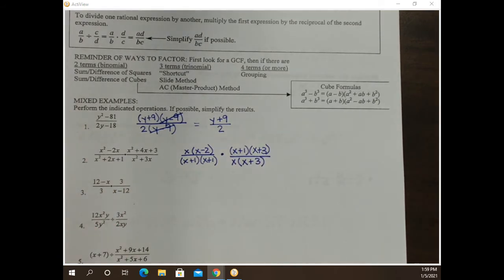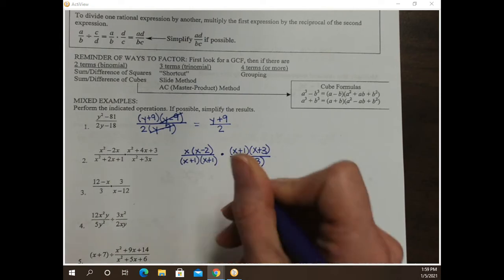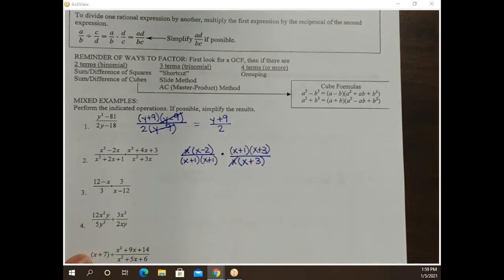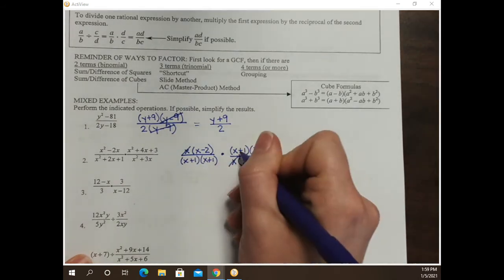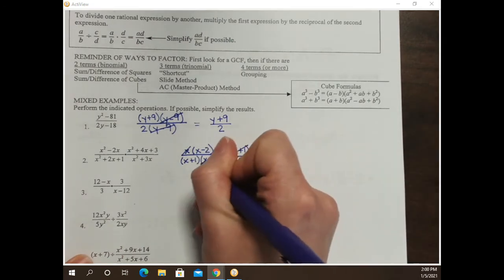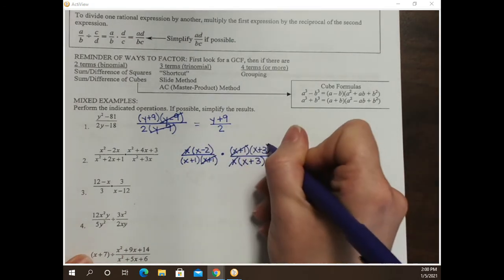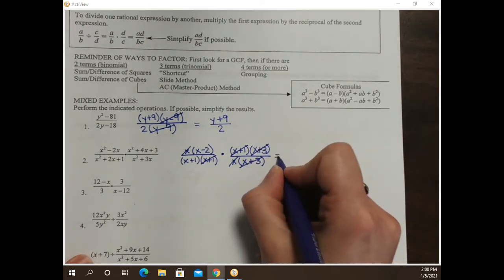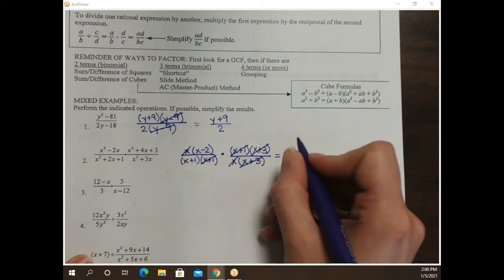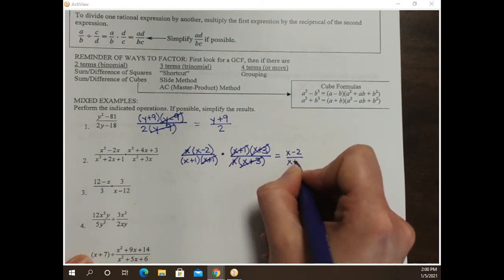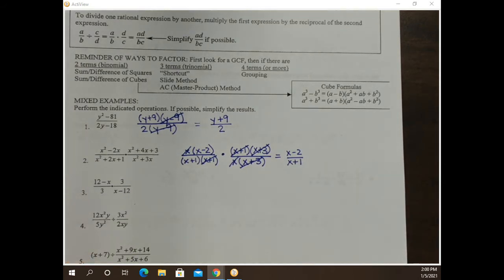Now that I've factored, I can reduce any factors that are common to the top and bottom. So I see I've got a factor of x on top and bottom here. I can reduce that. I've got x plus 1 that I can reduce with one of these x plus 1s. And then x plus 3 I also have on top and bottom. Now left over, I have x minus 2 and x plus 1.